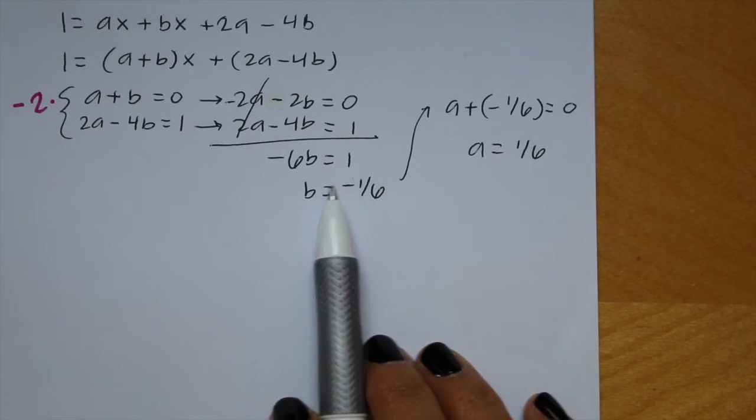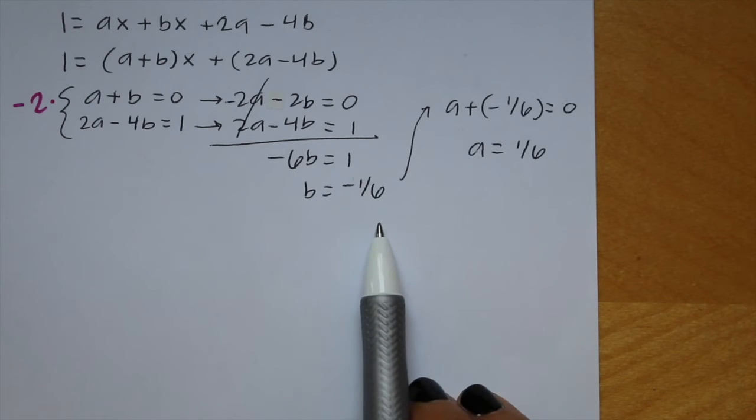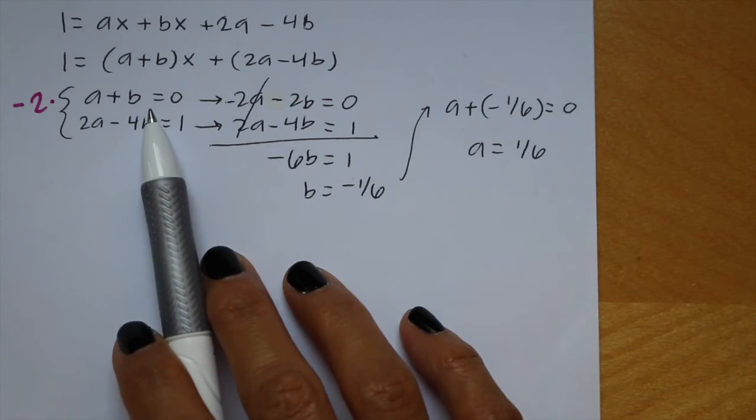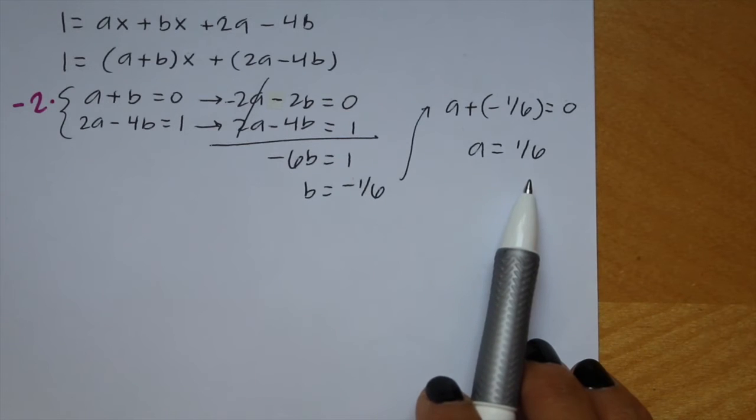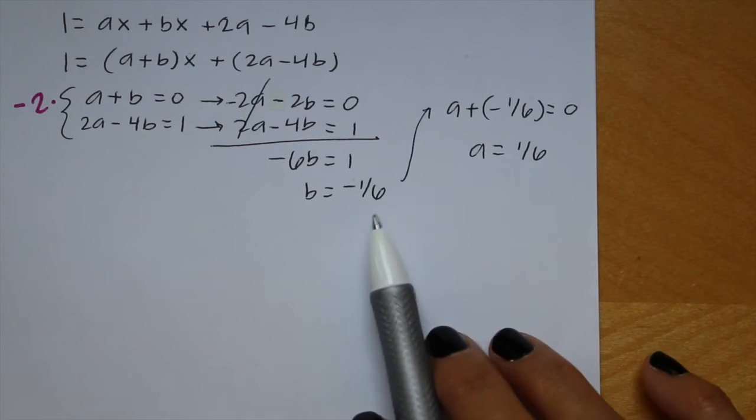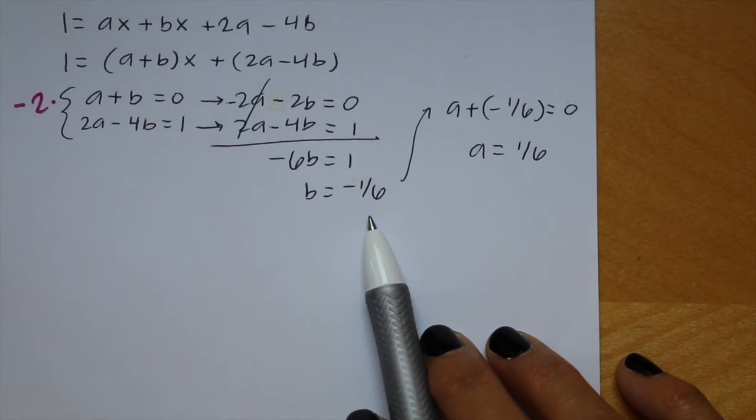You get negative 6b equals 1, therefore b is equal to negative 1/6. Take that, plug that back in, and solve for a. So you get a is 1/6. Now we're going to take these values and plug them back in to rewrite our original integral.